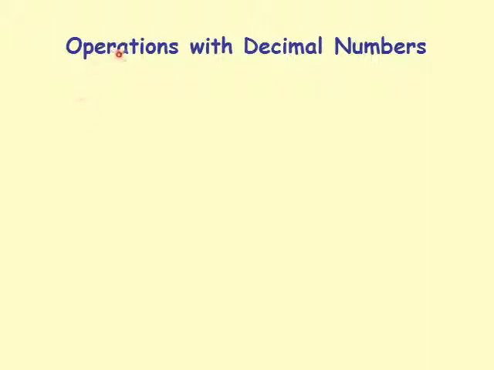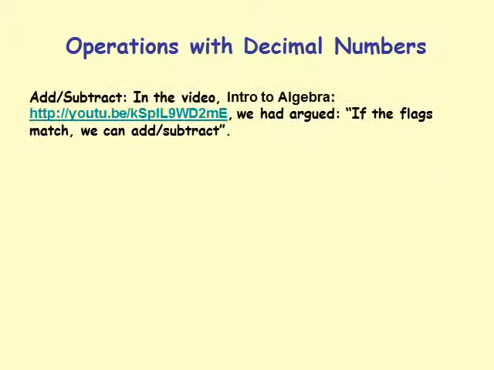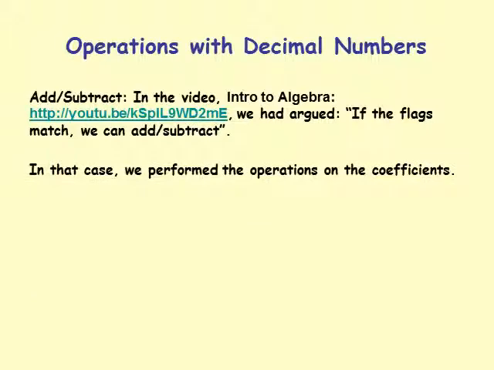Let's consider some operations with decimal numbers: add, subtract. In a video on algebra, we argued that if flags match, we can add or subtract the coefficients. In that case, we perform the operation on the coefficients. So add and subtract we performed on the coefficients. Let's continue. So let's do an example.